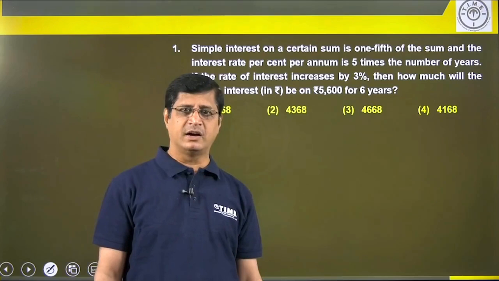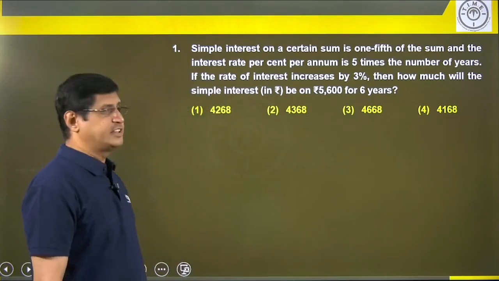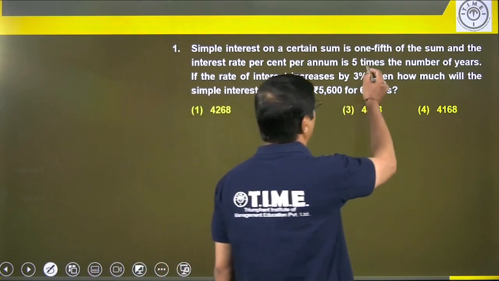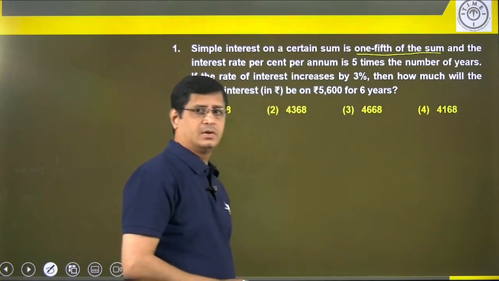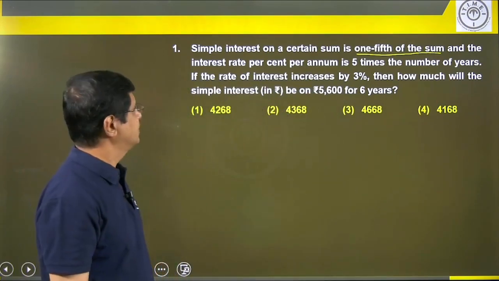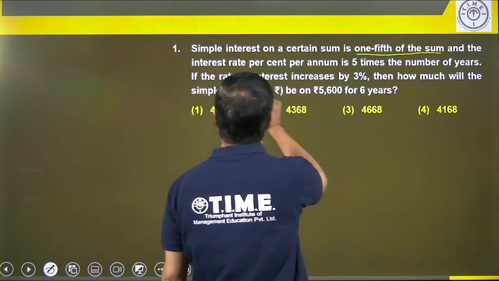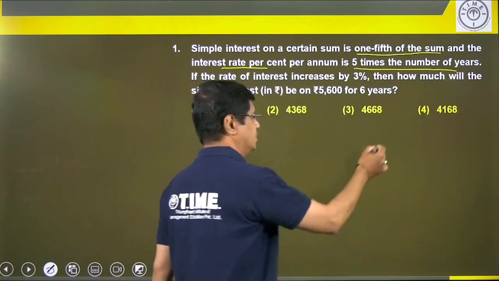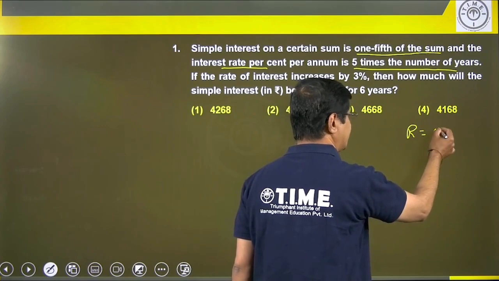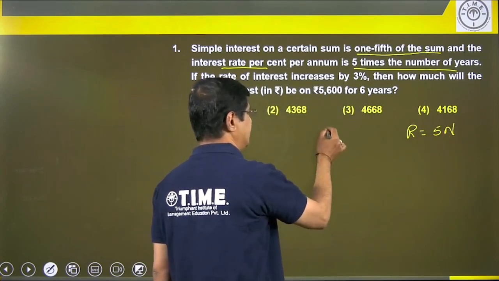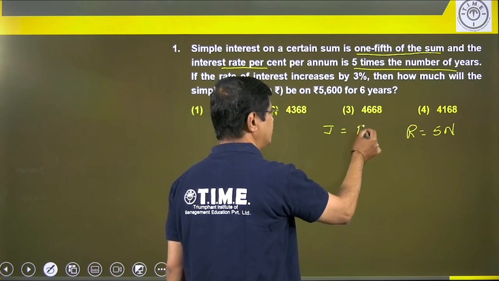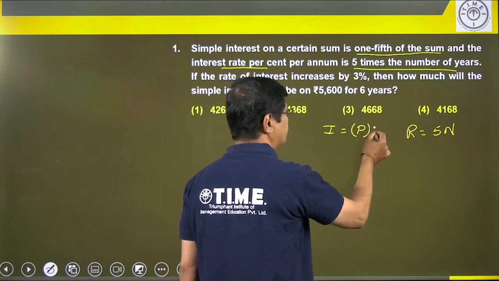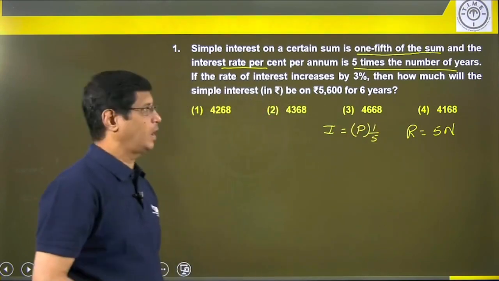Okay, now let's begin our discussion. Here is question 1 on your screen. Simple interest on a certain sum is 1/5 of the sum. The rate of interest percent per annum is 5 times the number of years. So the rate of interest is equal to 5 times the number of years, and the interest is equal to 1/5 of the sum. Then what to find?